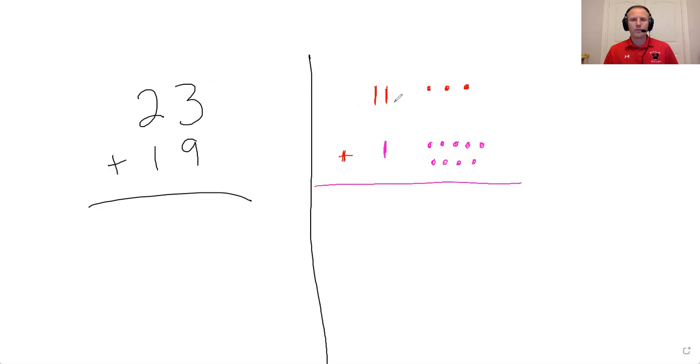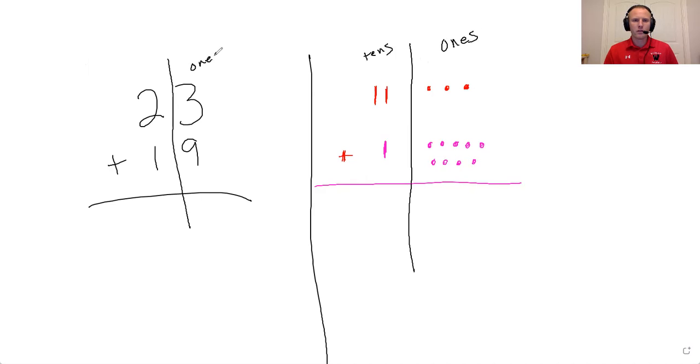Again, I have my ones column. I'll separate these out for you: my ones place and my tens place. And I'll do that over here as well. Ones, tens. You're not going to be expected to set it up this way every time. I'm just doing this to help you understand why this works. Once we have a good understanding of that, we'll be able to do these a little bit more quickly. But on this first one, I really want to slow down and show you why things work the way that they do.